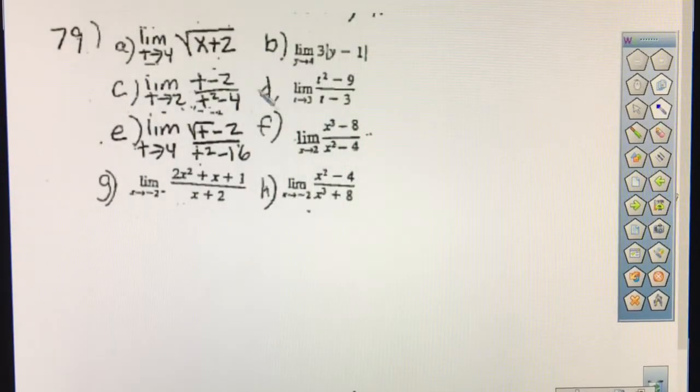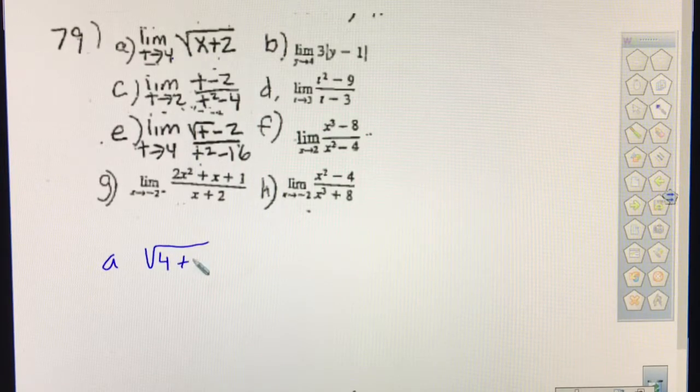More limits as x goes to 4 for this one. So for part A, it's just going to be the square root of 4 plus 2, which equals the square root of 6. It's just algebraic. You plug it in, that's the limit.